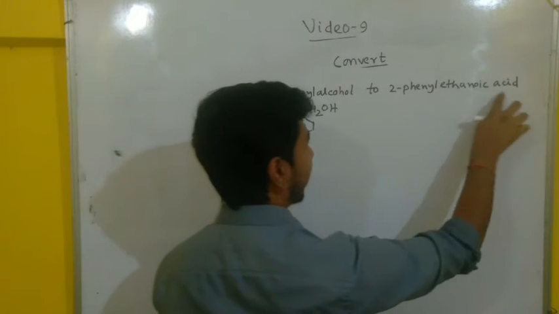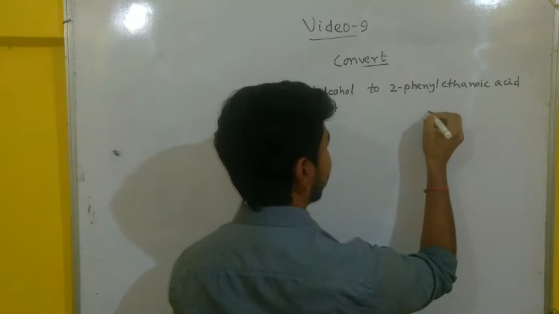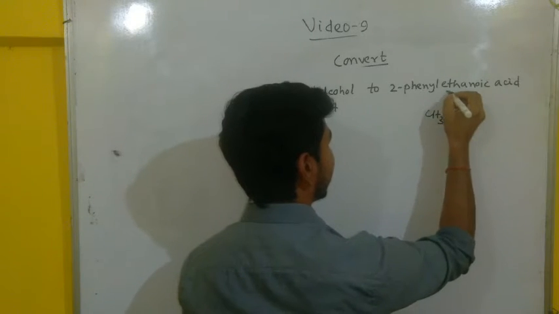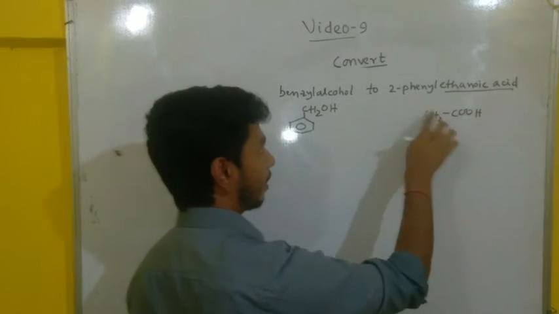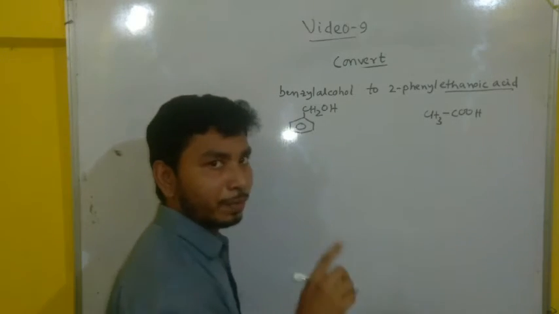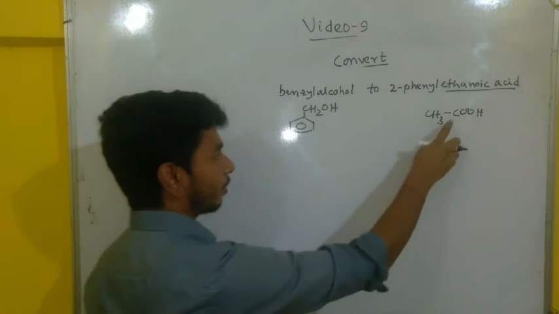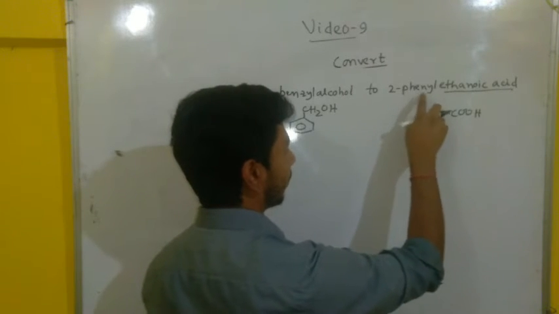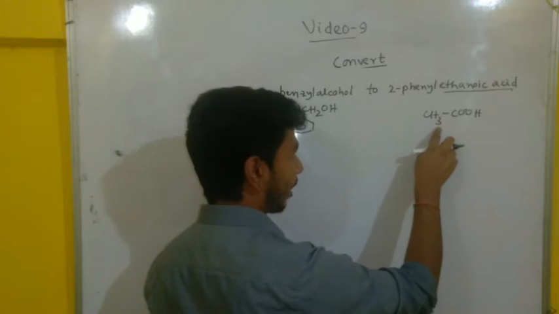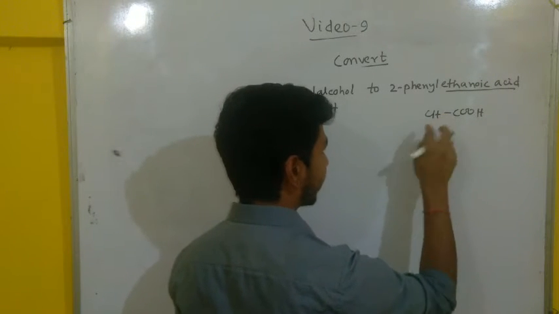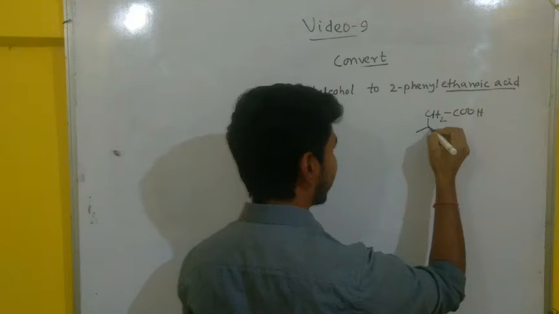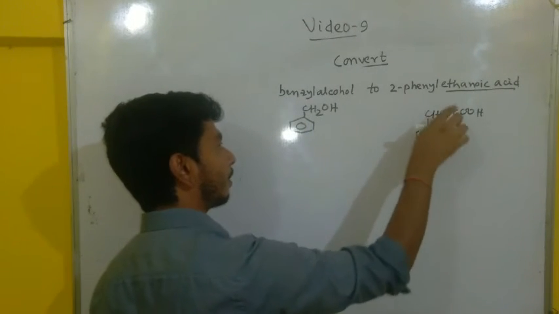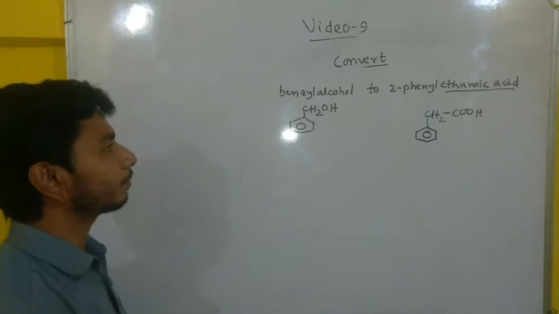So first you write the ethanoic acid. Ethanoic acid is CH3COOH. 2-phenyl: in the 2 position there is one phenyl group. This is position 1, and this is position 2. In the 2 position there are 3 hydrogens, so now 1 hydrogen is replaced by a phenyl group, the phenyl ring. So this is the structure of 2-phenyl ethanoic acid.